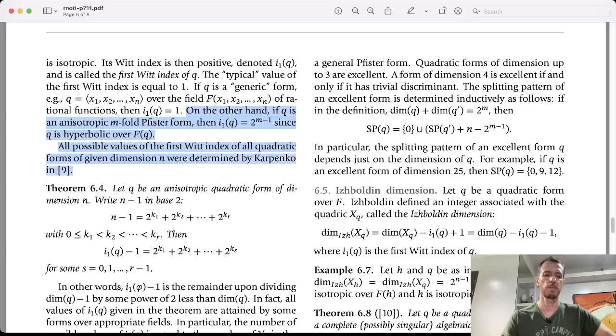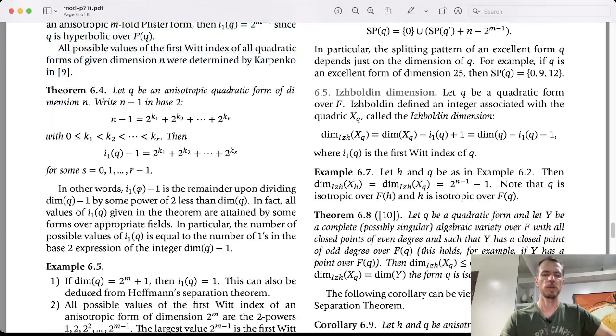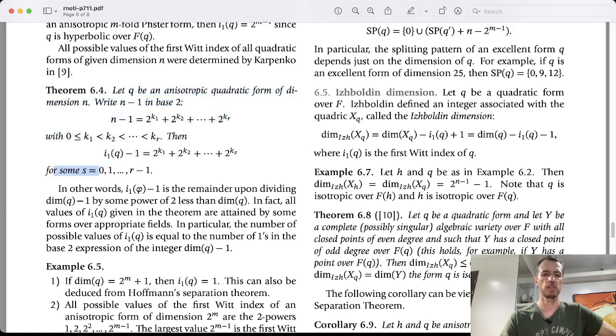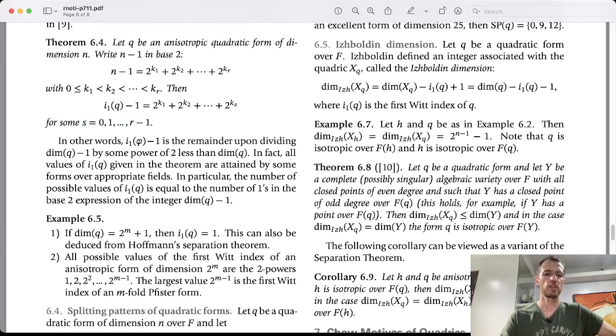Theorem. Let Q be an anisotropic quadratic form of dimension n. Write n minus 1 in base 2: n minus 1 equals 2 to the k1 plus ... plus 2 to the kr, with 0 less than or equal to k1 less than k2 less than ... less than kr. Then the first Witt index of Q minus 1 equals 2 to the k1 plus ... plus 2 to the ks for some s equals 0, 1, ... or r minus 1. In other words, the first Witt index of Q minus 1 is the remainder upon dividing the dimension of Q minus 1 by some power of 2 less than the dimension of Q.